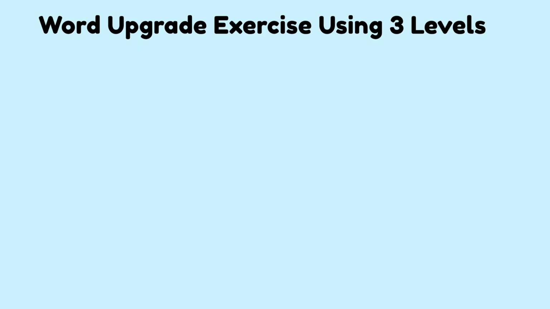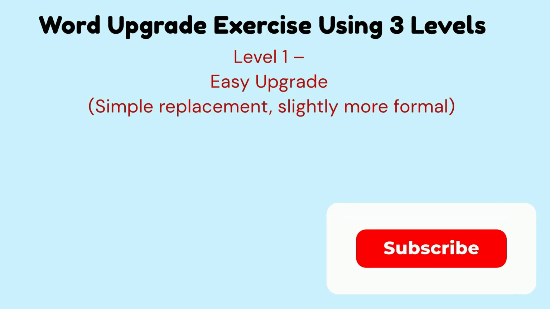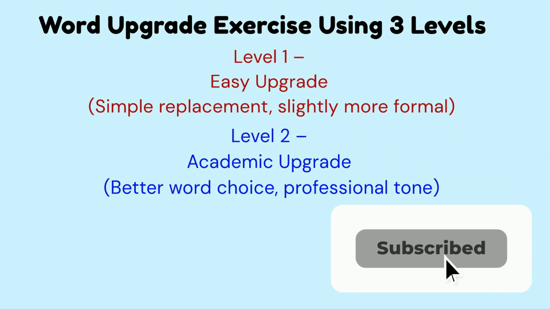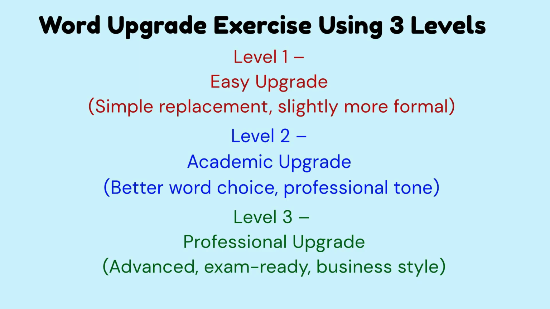Now, we will do a word upgrade exercise, using 3 levels. Level 1 is easy upgrade. We will convert simple sentence into simple replacement, slightly more formal. Level 2 is academic upgrade, better word choice, professional tone. Level 3 is professional upgrade, advanced, exam ready, business style. Let's start practicing with examples.